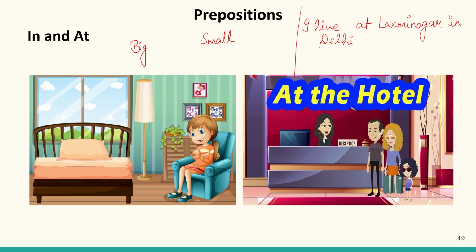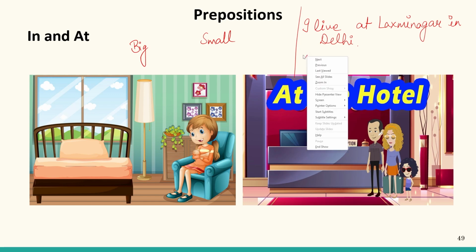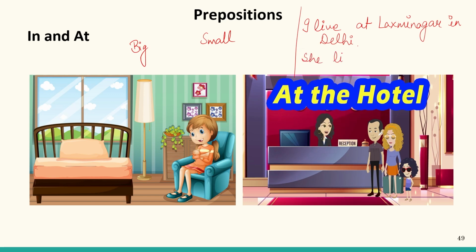Also, if I say for a village, I would say she lives in a village. The sentence is correct. But if I know the name of the village, we use at. For example, she lives at Rasna. Now, Rasna is the name of a village. So we can write at. She lives at Rasna.